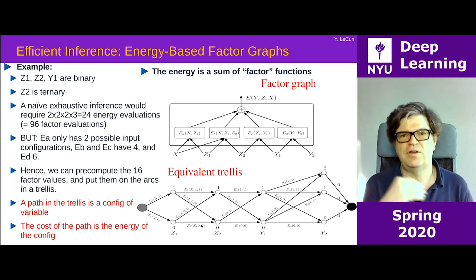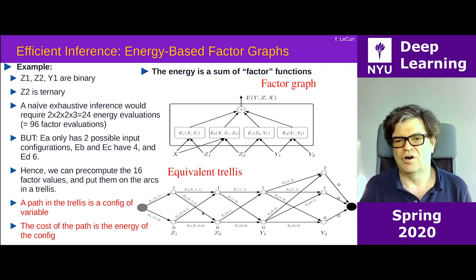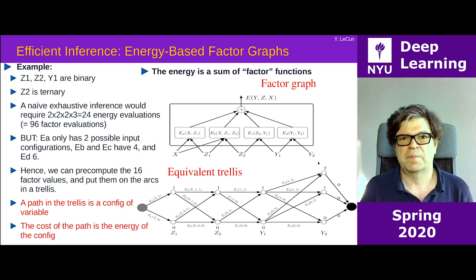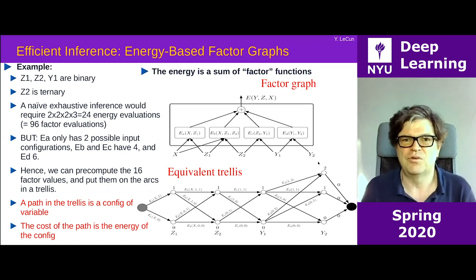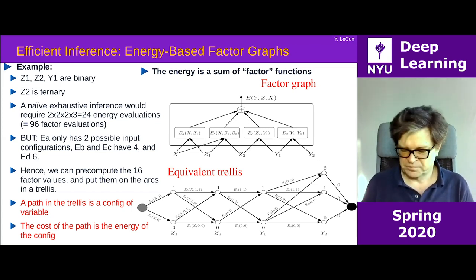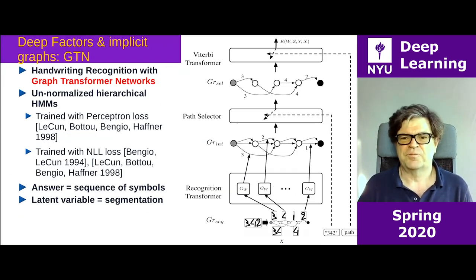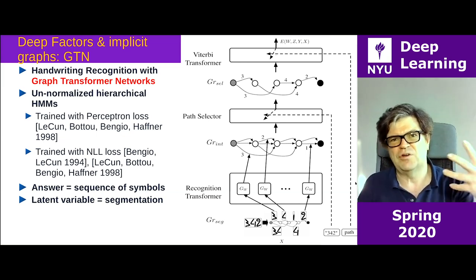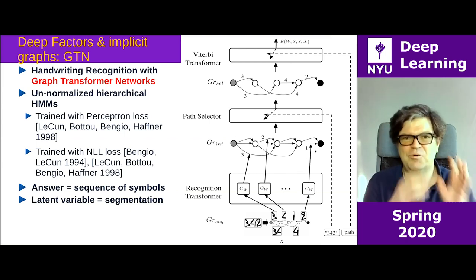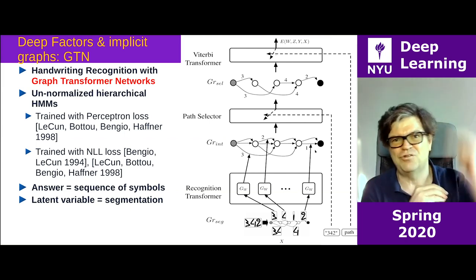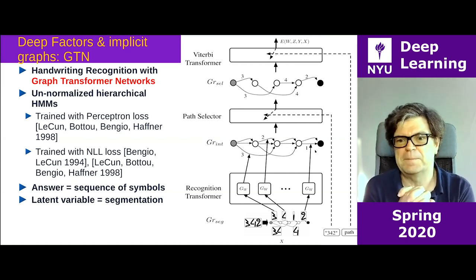A graph like this you can think of as representing a list of energies for every possible configuration of the variables of interest. It's a compact way of representing a list of energies for all configurations of the sequences of symbols. So what if I build a neural net so that the internal states of that neural net are those graphs? And the graphs are just, again, I repeat, a compact way of representing a list of energies for every possible configuration of the variables of interest. Nothing more.